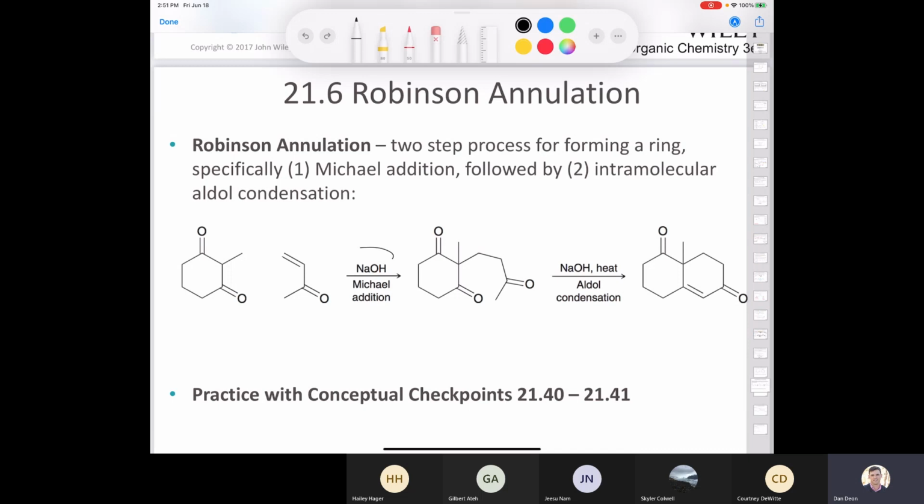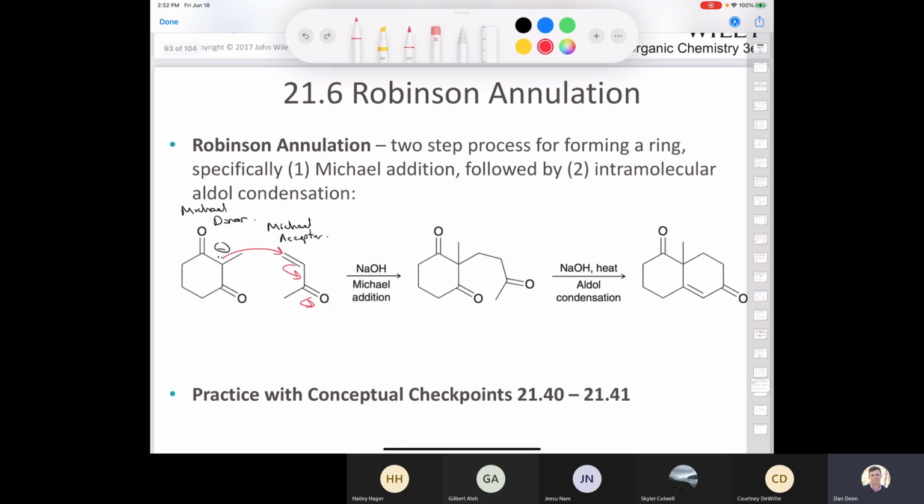If you were to take this, treat it with sodium hydroxide, you end up with a good Michael donor because you have a doubly stabilized enolate. You have a Michael acceptor over here. Okay, and you could even practice drawing the mechanism of 1,4 addition. You form the enolate that undergoes tautomerization to give you the ketone.